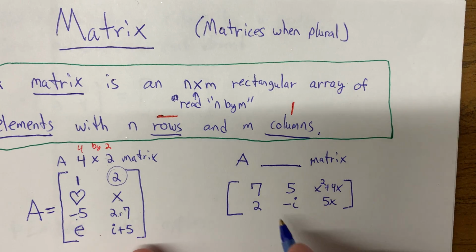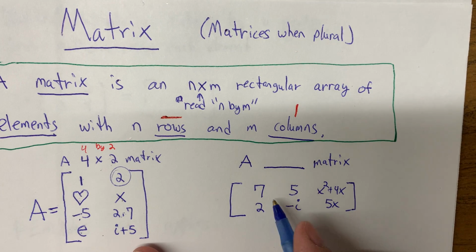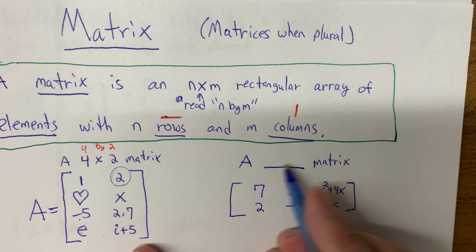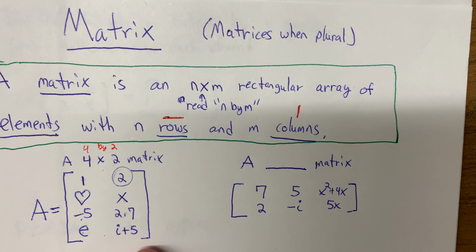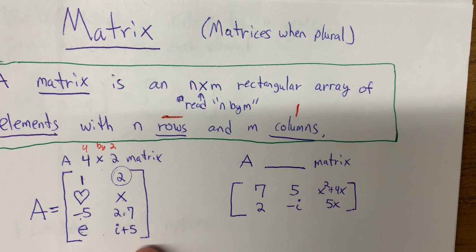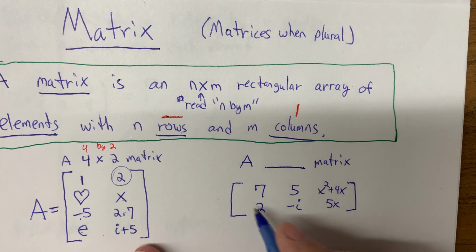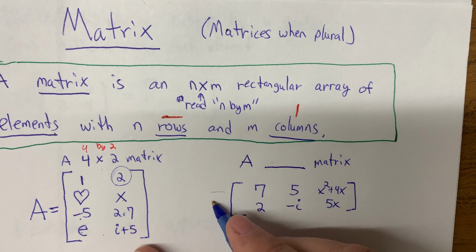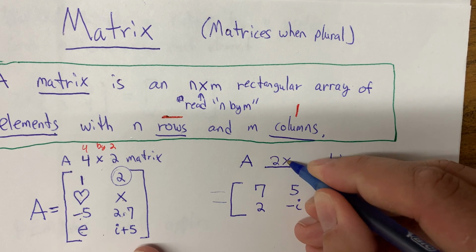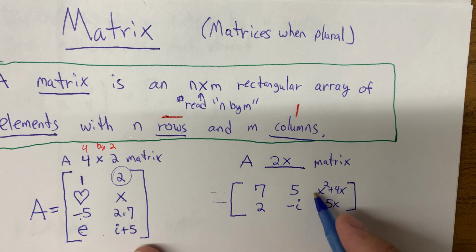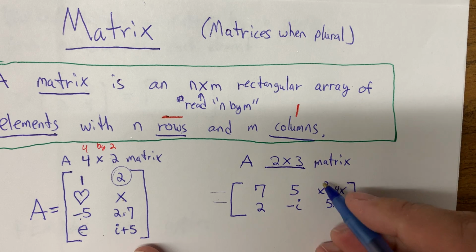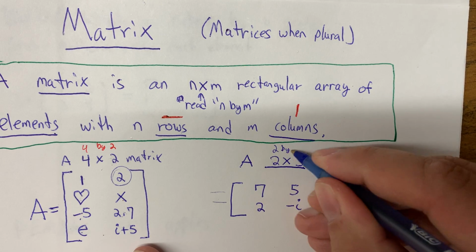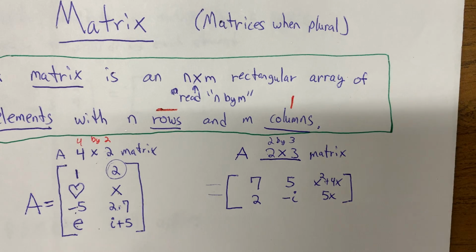Okay, let's look at a new matrix, and I want you guys to tell me about this matrix. What are the dimensions of this matrix? How would we write it down? I hope we recognize that we write it as the number of rows by the number of columns. So there are 2 rows by 1, 2, 3 columns. This is a 2 by 3 matrix.